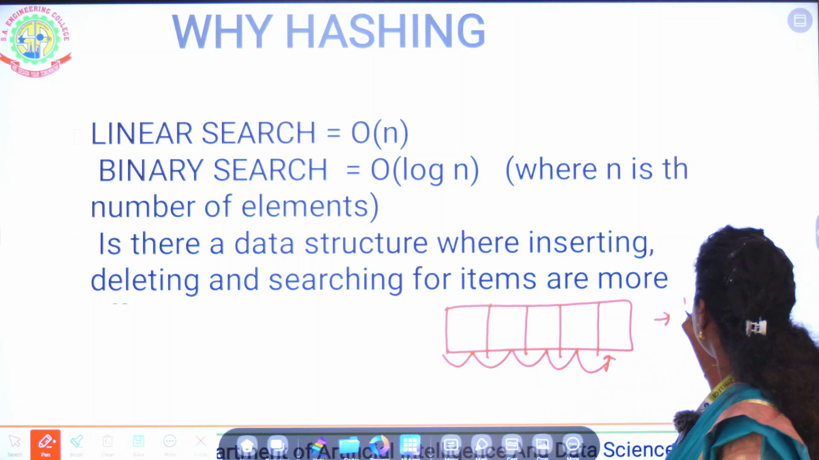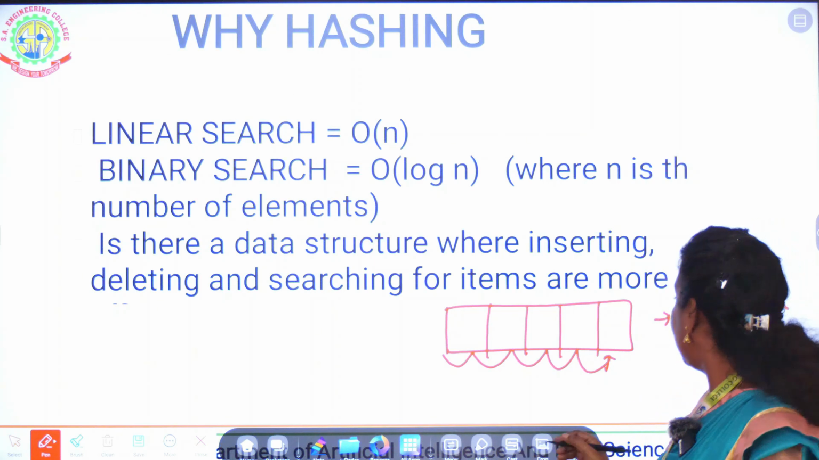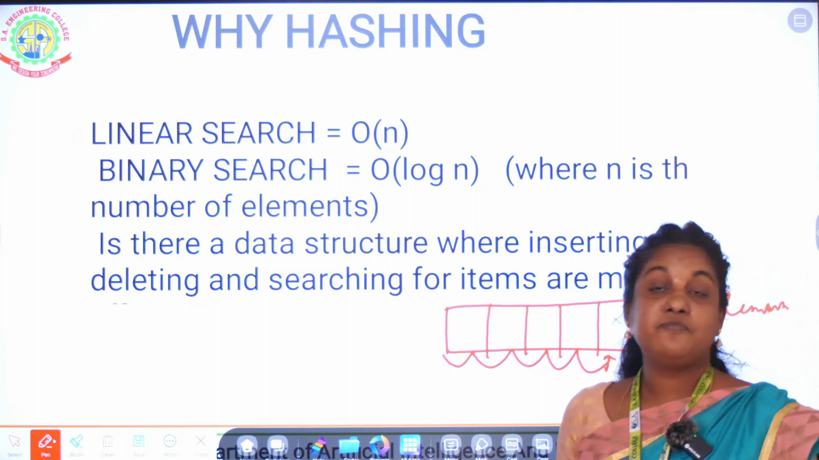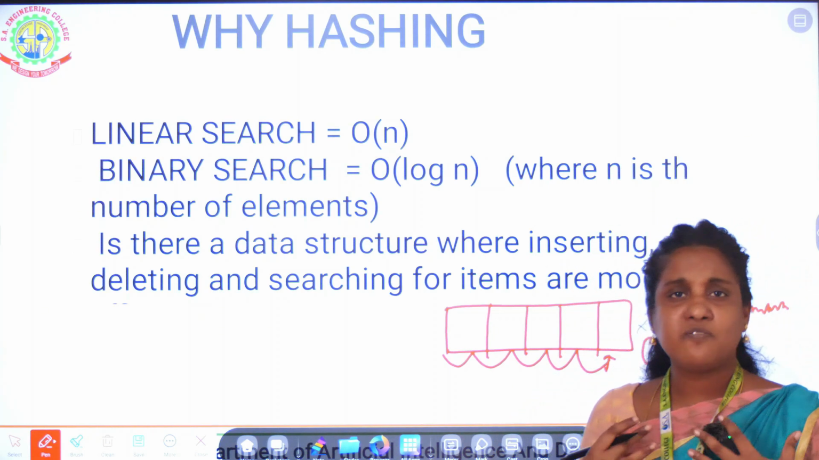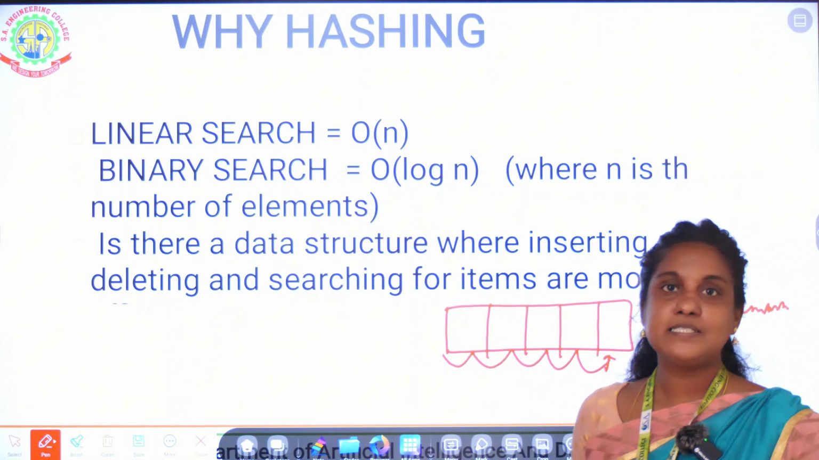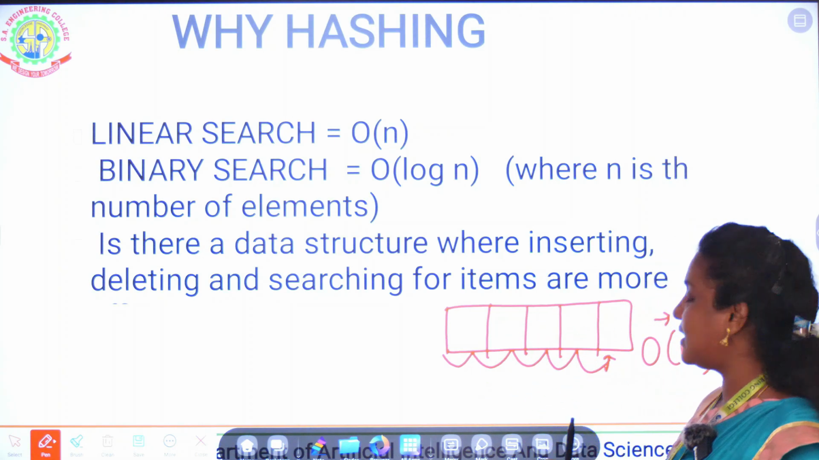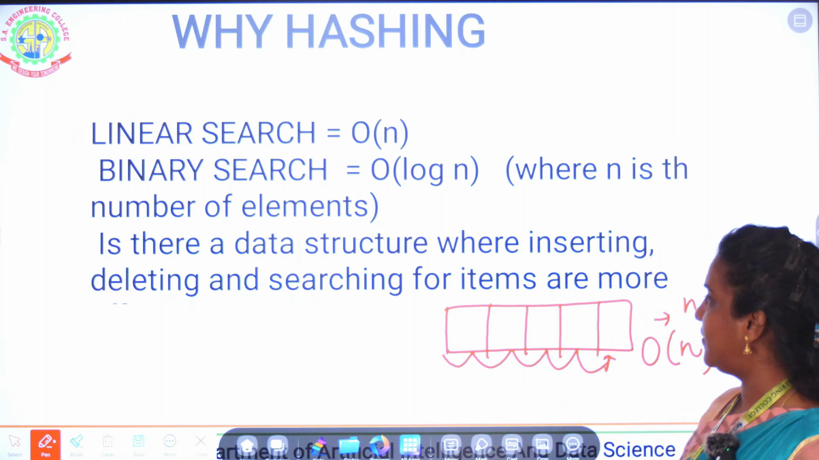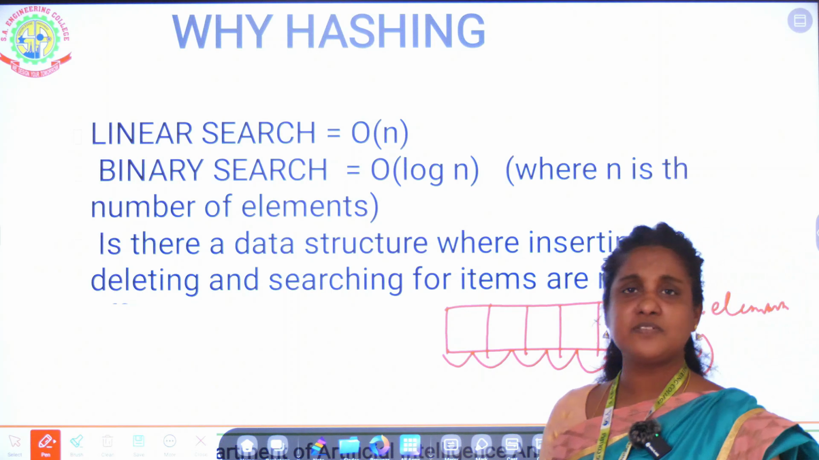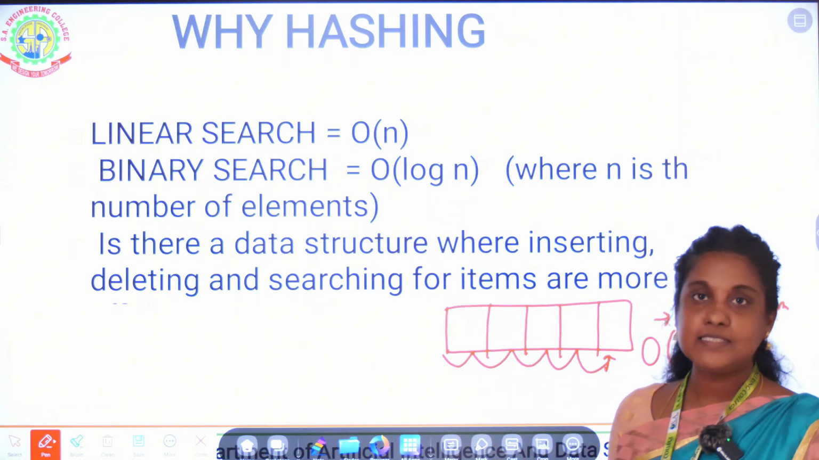So if I am having n elements, it will take order of n time. So suppose n is 5, so 5 elements are present in the array. If I want to find the 5th element, it has to perform 5 searches. So that is why the complexity here is order of n. Okay, what will binary search do? Binary search will take order of log n time for the searching operation.